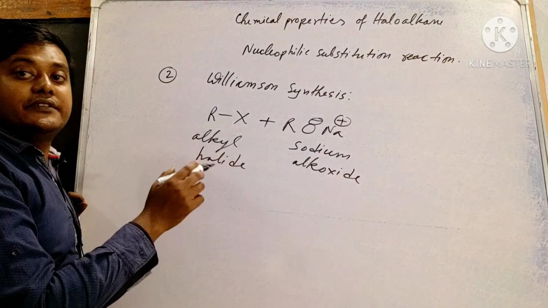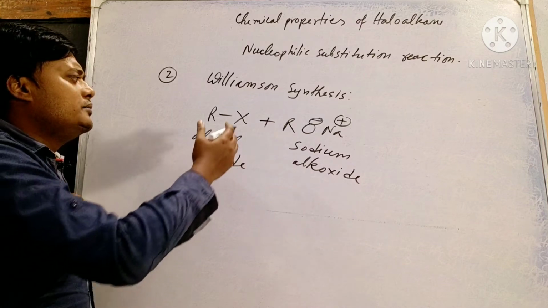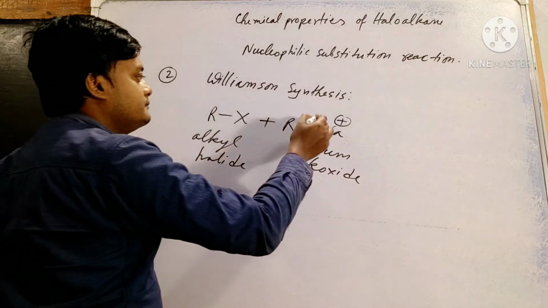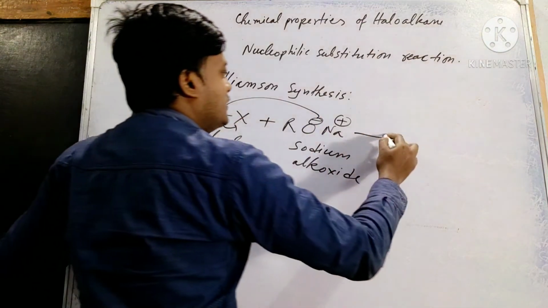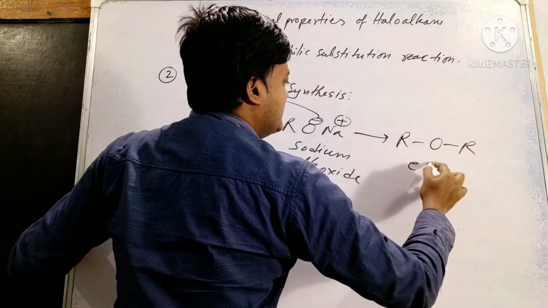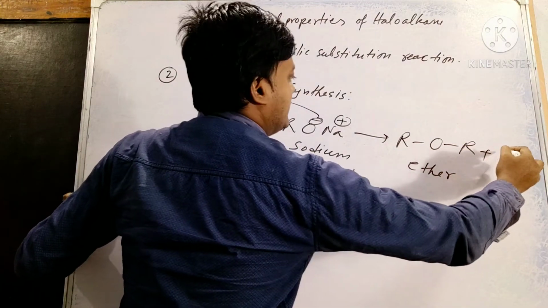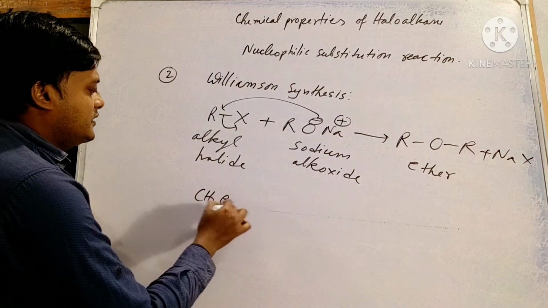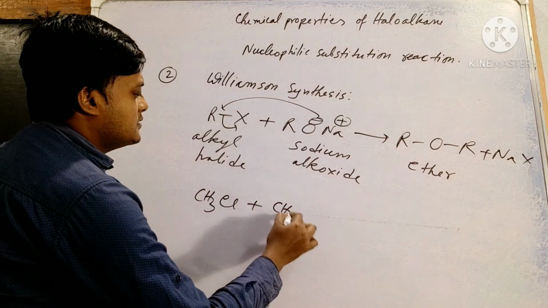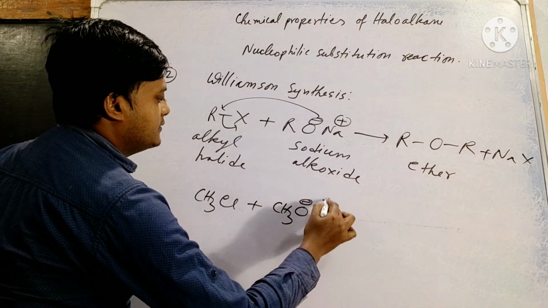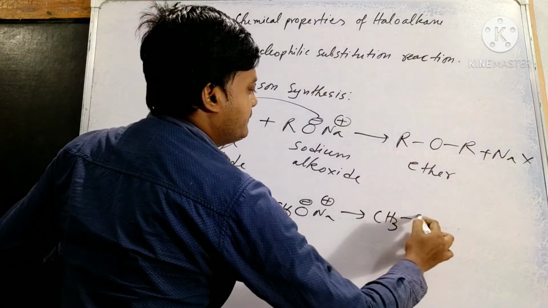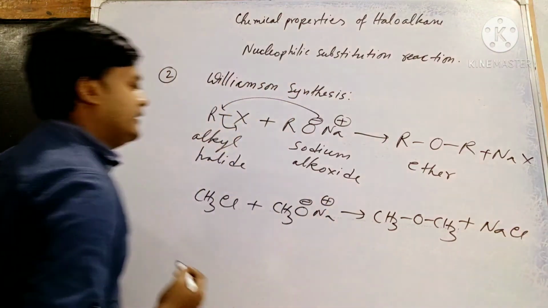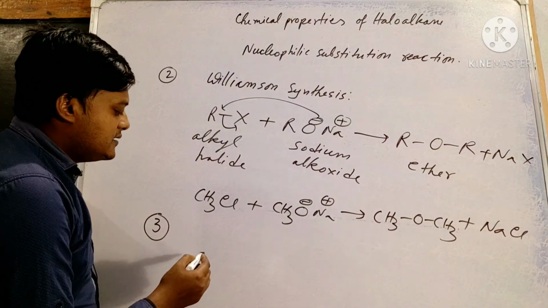Always remember the general reaction, because R we can replace it by any alkyl group. So try to remember the general reaction. So ROR, that is ether, plus NaX. For example, methyl chloride plus sodium methoxide. Product will be dimethyl ether plus NaCl. Replacement by cyanide group.